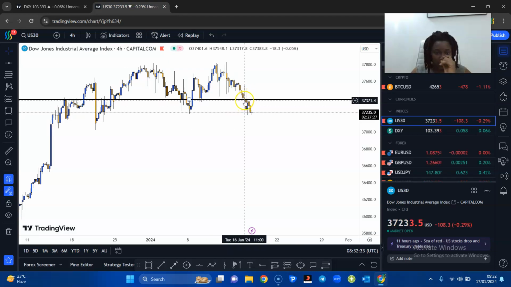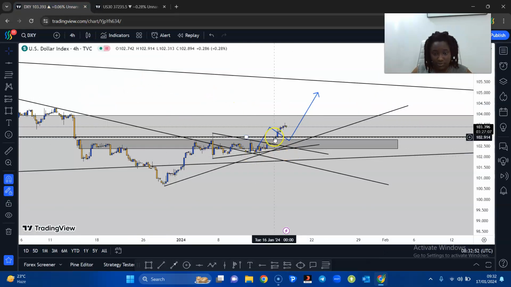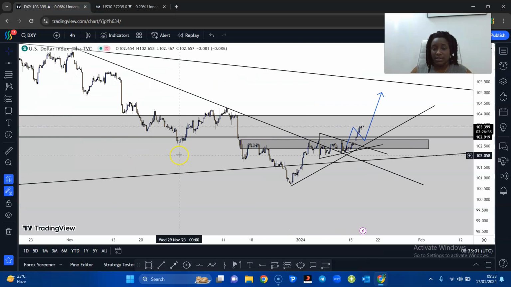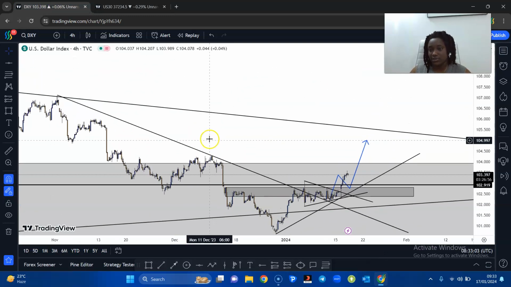So you can see that from here, price started selling. It has sold for a little bit, right? Not sure how long price will sell for. But you see that from this point on, price sold for a little bit, right? If you come back to the dollar index, you notice that from this point, price bought, right? Well, that's one way to look at it. Now, the dollar index has given me an idea as to what I should be expecting in the US30 markets.